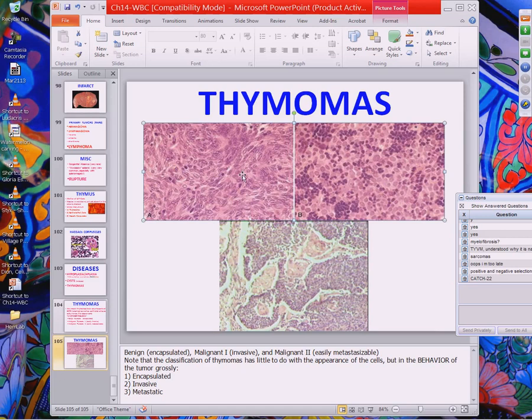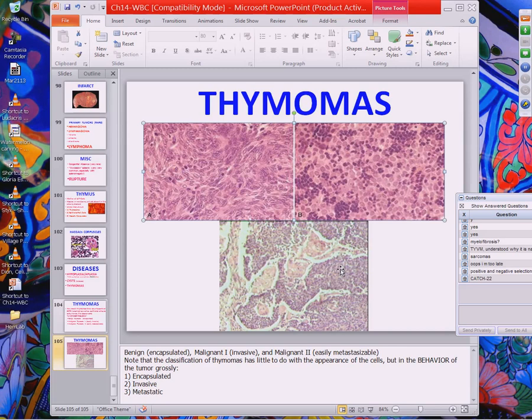So technically, as long as we're given the answers, here is your so-called benign thymoma up here in the northwest. Here is your locally invasive thymoma or lymphoepithelioma in the northeast. And here's your malignant thymoma, showing necrosis and extreme hypercellularity in the south.